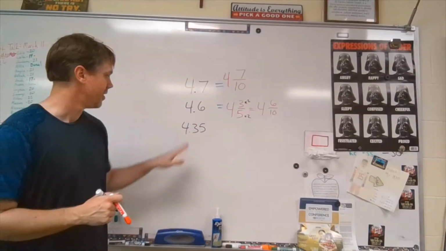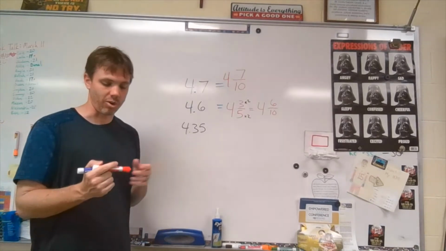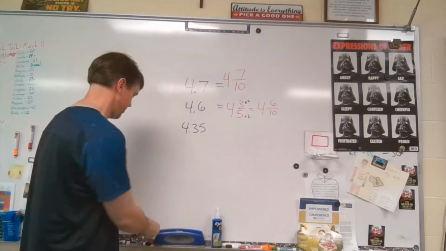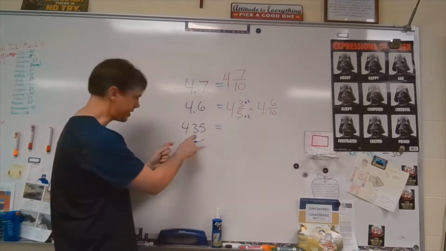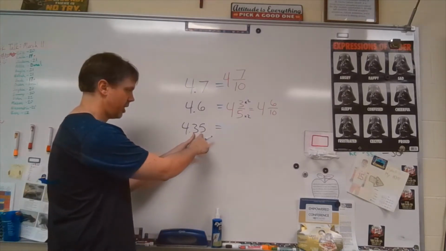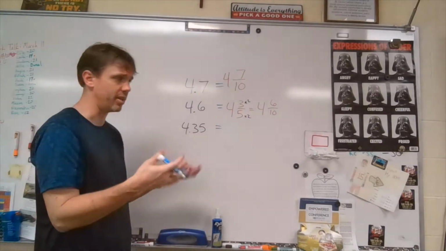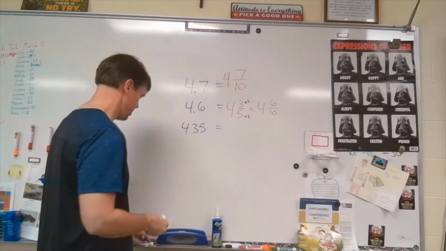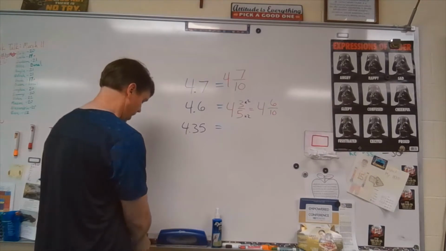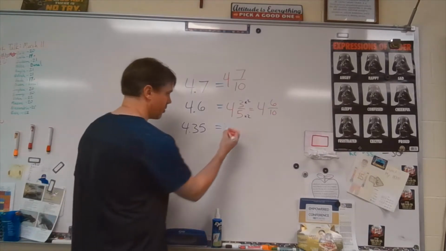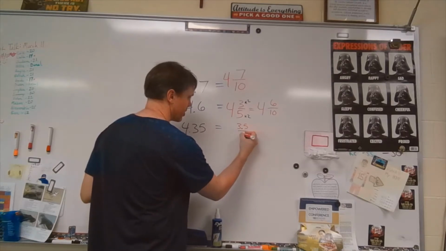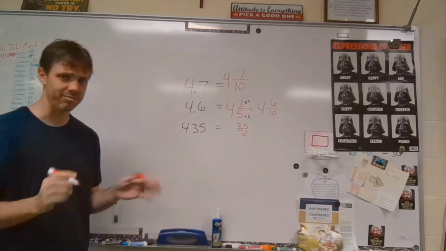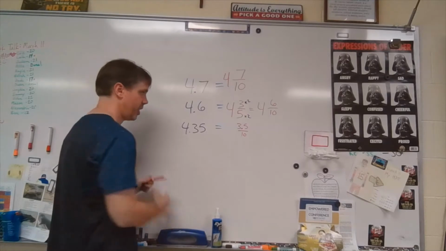Now, 4.35 doesn't transfer perfectly into tenths, right? Because this is 3/10, but there's also 5/100ths with it. And for right now, and probably for a very, very long time, I don't want you doing something like 3.5 over 10. Okay, that's not a good idea. Let's not get into that.